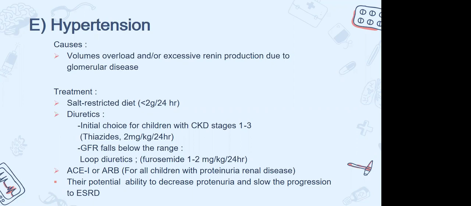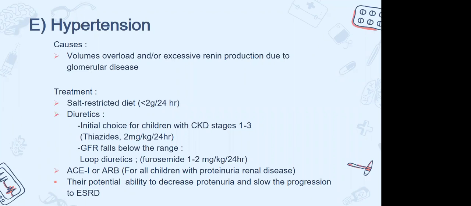3 chronic kidney disease. But in patients whose estimated GFR falls below this range, usually in stage 4 and 5, we give the loop diuretic furosemide because thiazides are not effective anymore. Furosemide we give 1 to 2 milligram per kilo per 24 hours. We can give it twice daily or thrice daily.